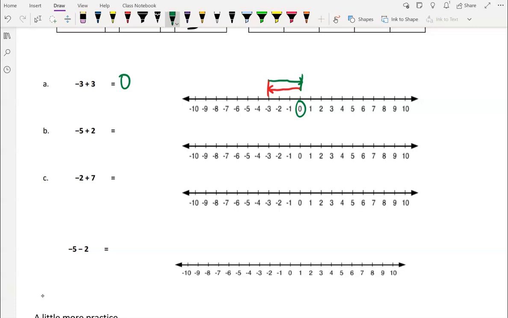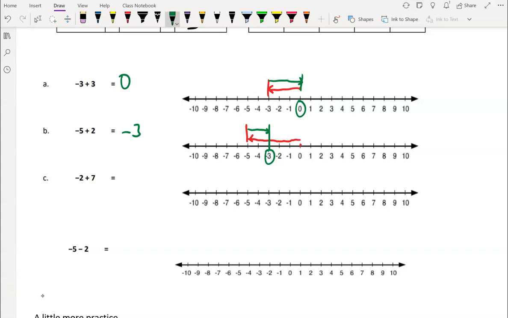Let's try that again with the next one. Negative 5 plus 2, starting at 0, always start at 0. 1, 2, 3, 4, 5. Negative 5. From there, I'm going to add 2. So 2 to the right. 1, 2. Where am I? I'm at negative 3. So negative 5 plus 2 is negative 3.